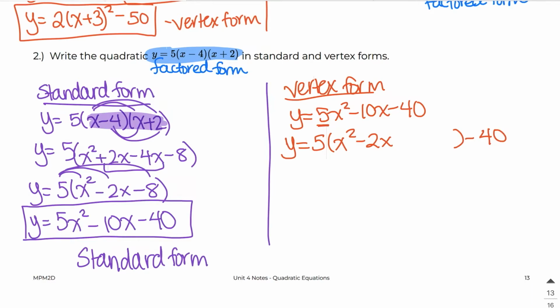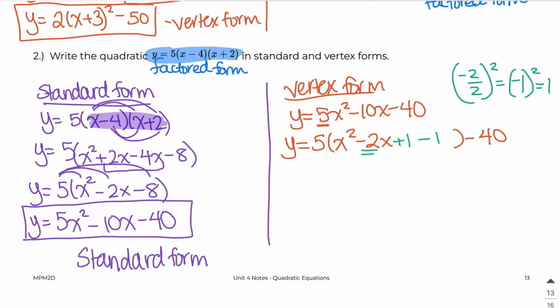Now I need to complete the square. This is not a perfect square trinomial yet, so I need to complete it. So I need to know what number is missing to make this a perfect square. I'm going to take this b value right here, divide it by 2, and then square it. So when I divide negative 2 by 2, I get negative 1. And negative 1 when I square it is positive 1. So here is plus 1, but I can't just add 1.